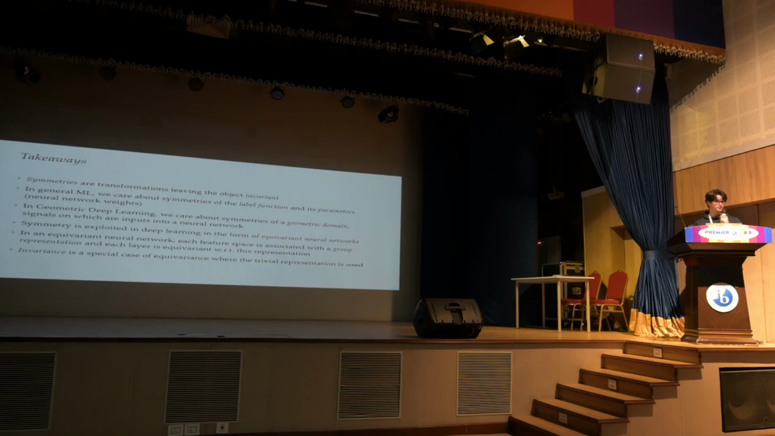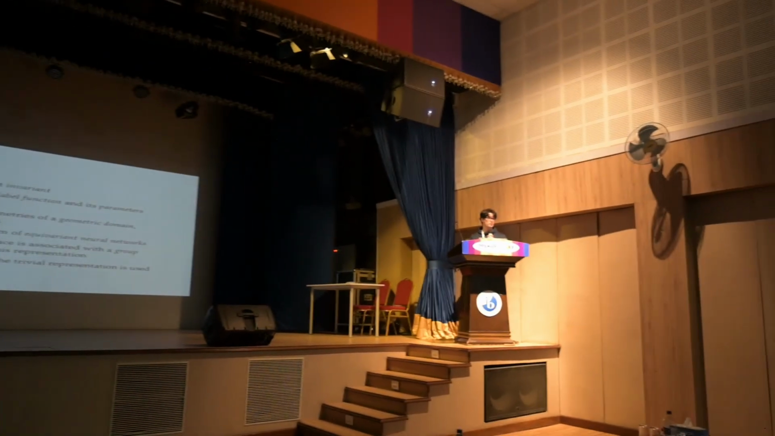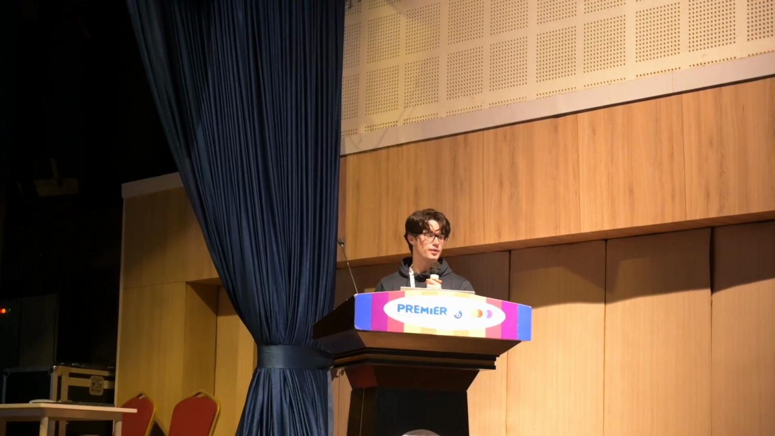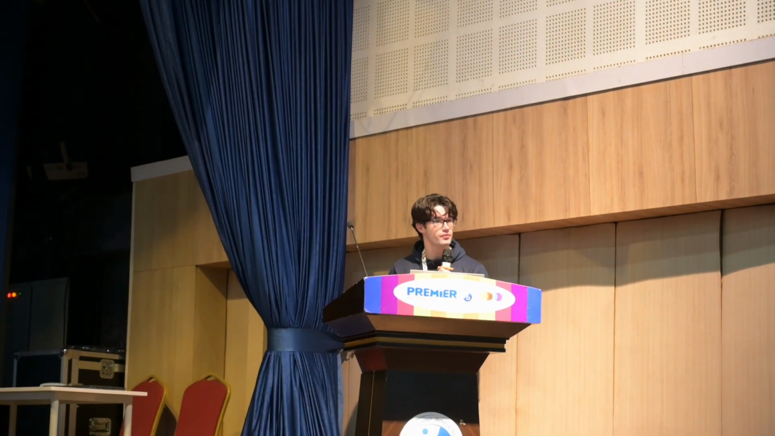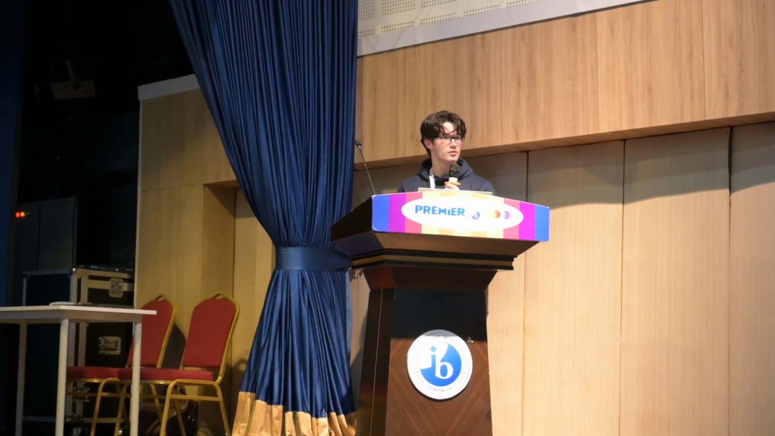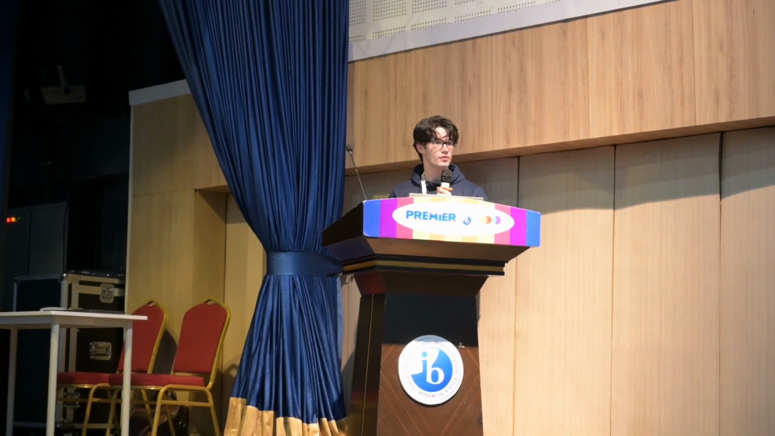Hello. Hi. So my question is: can any other priors be used, instead of the geometric symmetries, for different architectures of neural networks? Sorry, can you repeat the question? Can we use different priors other than symmetries for architectures of neural networks?